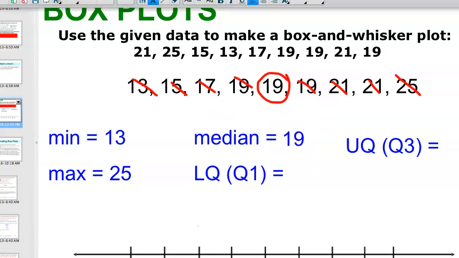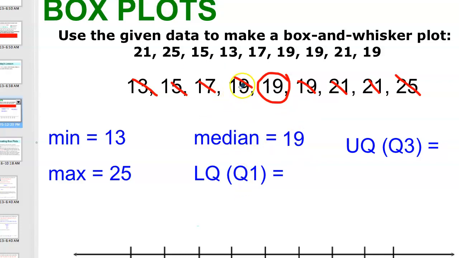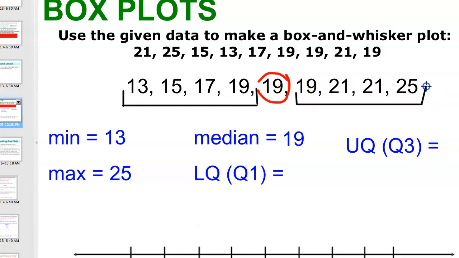Now to find the lower quartile, I'm going to go ahead and erase my lines here so that I can see my numbers again. To find the lower quartile, or Q1, you find the median of the lower half of the data values. So here is the lower half of my data values. You never include the median. So I'm not going to include this 19 when finding the lower or upper quartiles.